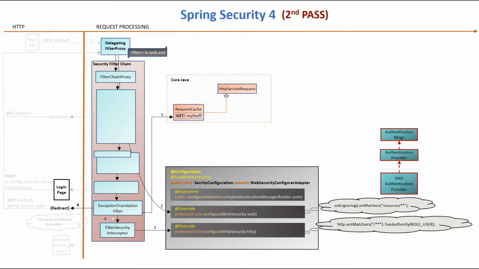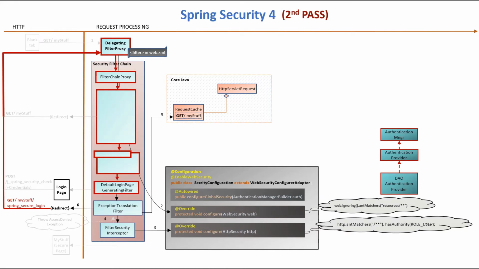Let's take a look now at the steps in between the redirect and the login page. The redirect sends a generic GET request to the delegating filter proxy again, which goes to the filter chain proxy again and calls through several filter classes again, until control gets to a filter class called default login page generating filter. This class knows the login page that is registered for your site, so it returns that page to the client. Spring Security uses a default login page if you don't define one on your own.